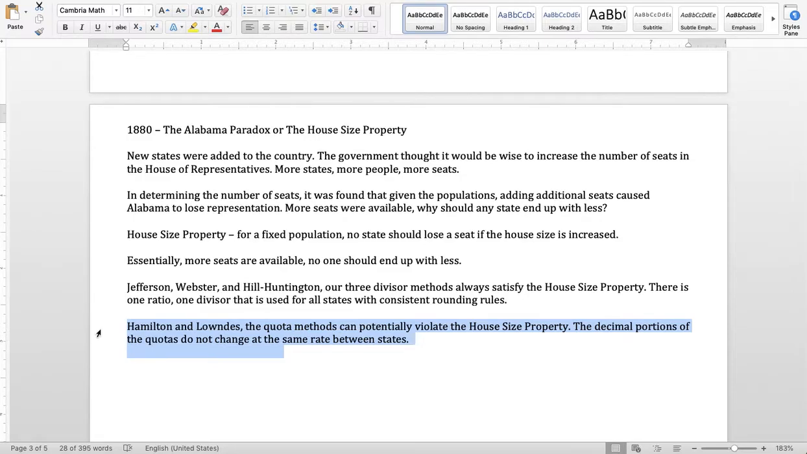You can look at the exact numbers. I'm sure you can find them online. What happened was with the new states that were added, the Hamilton method that was being used at the time caused one state just to go above the rounding point, and Alabama was just a little bit lower when we increased the number of seats. So Hamilton and Lowndes can potentially violate the house size property.